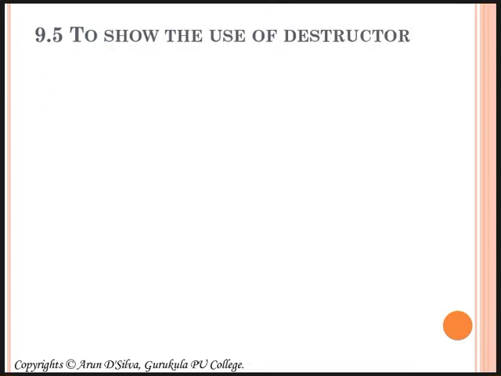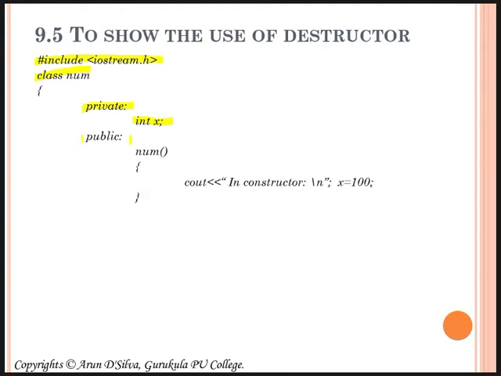So let me show you the use of a destructor in a simple C++ program. I have created a C++ program with the header file iostream.h, and I have created a class named num. In the private section I have created one variable, int x. In the public section I have created a constructor, which displays the message "in constructor" and initializes x equal to 100, and a member function void display.